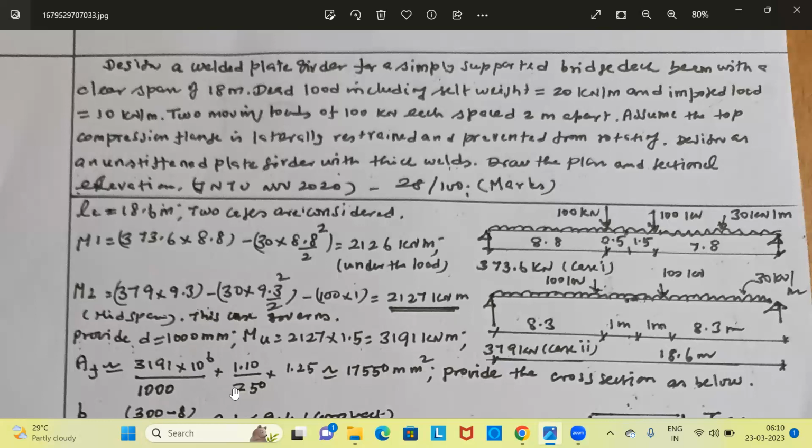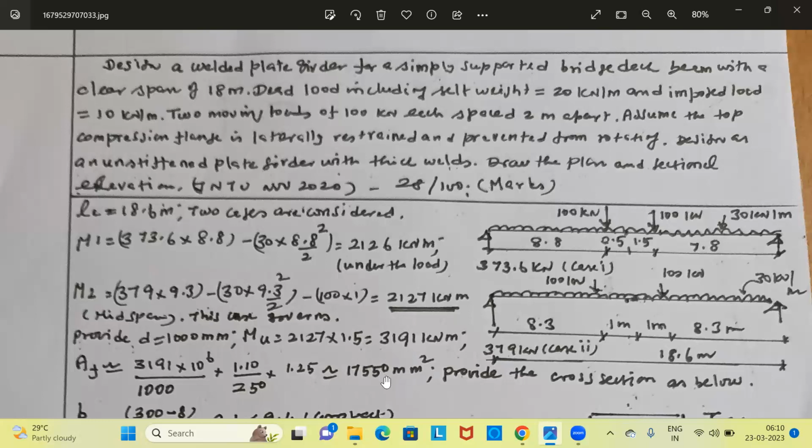This we have to divide by the stress for getting the area. Fy is 250. Material safety factor is 1.1. So the stress is 250 divided by 1.1, and that 1.1 goes to the numerator. This force divided by the stress gives the area. Multiply this by the material safety factor, because of 250 by 1.1, and that 1.1 goes to the numerator, and add another 25% extra. That is why I multiplied by 1.25, so that it passes through all the tests such as deflection, shear, etc. So this is giving 17,550 millimeter square for one flange.